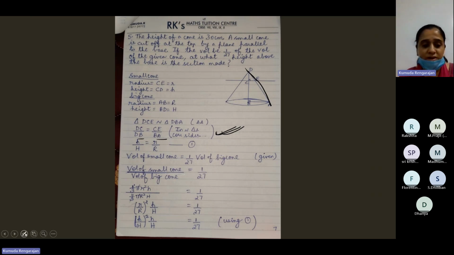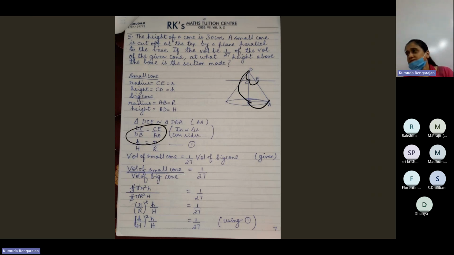We'll have three ratios in similarity. So we have not mentioned DE of the small triangle by DA of the big triangle, because that's about slant height. We don't want that. Nothing wrong, you can write it, but it's not needed here. We have written DC by DB is equal to CE by BA. That we have written here.